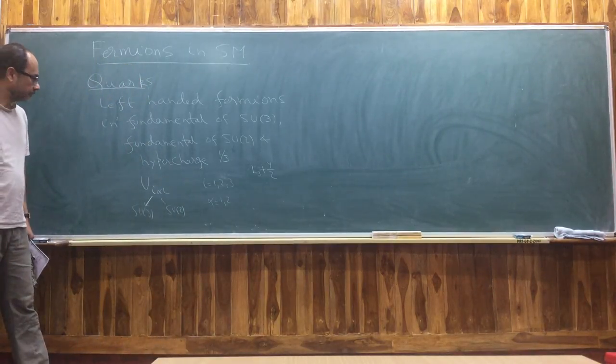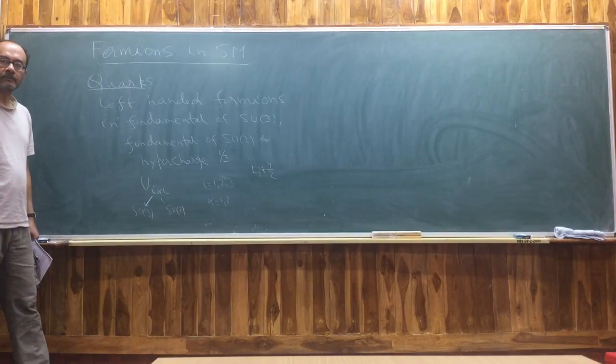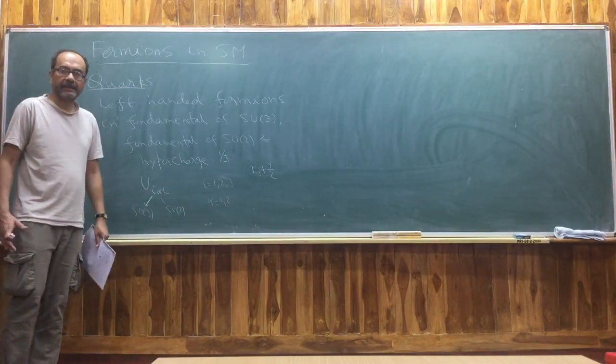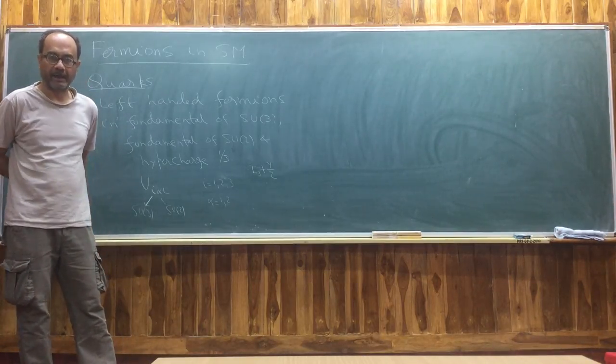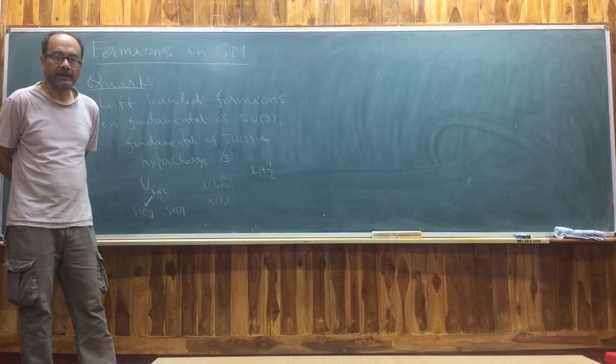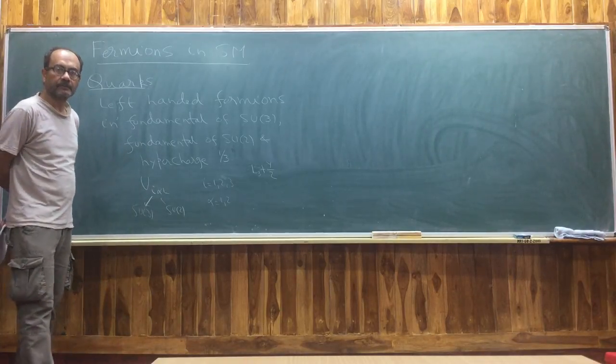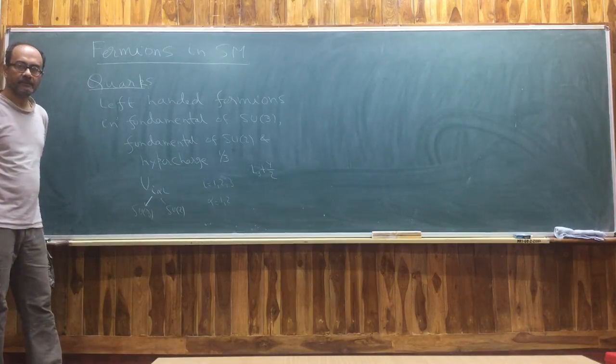At this stage, how do you know there are three colors? I mean, they will transform under the fundamental representation. Well, this is experimental, right? It could have been that quarks transform in the adjoint representation, in which case there would be eight quarks, right? So experimentally, you know that the quarks transform in the fundamental representation. Are there other questions?